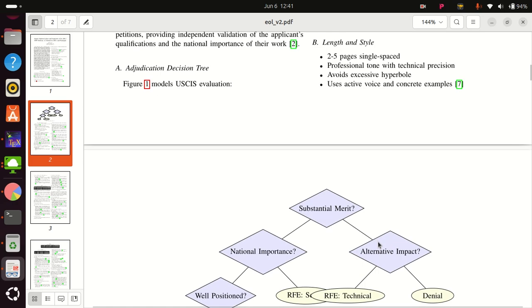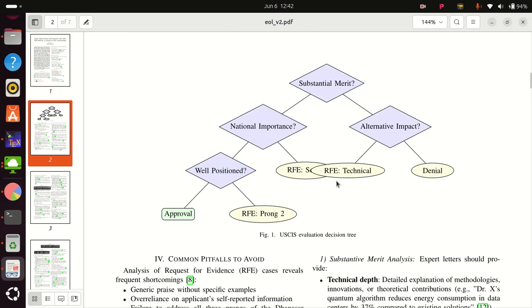The length that the literature suggests, and we have cited a lot of attorney websites, is 2 to 5 pages. This is how you would look at the evaluation tree of USCIS. First, they ask whether it is of substantial merit, which means is your endeavor even worth it for them to look into? If they think it's worth it, then does it have national importance or alternative impact? It can have impact, but maybe not national impact. Maybe your impact is limited to your company. If it has national impact, are you well positioned? Then you get approved.